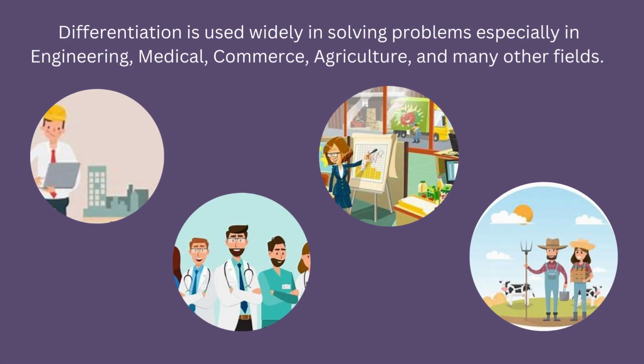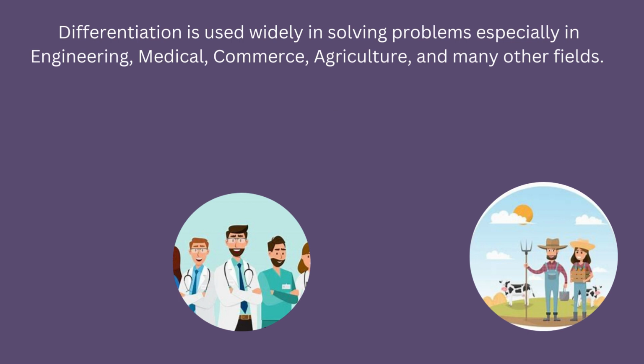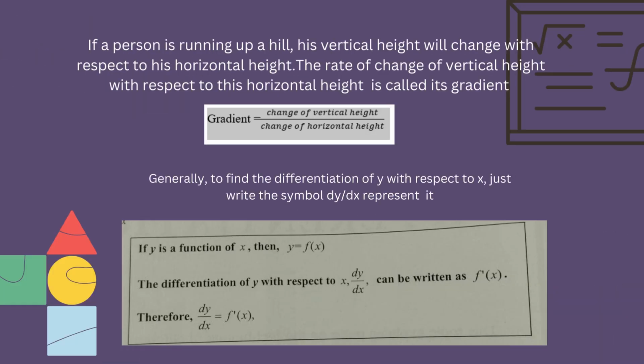Differentiation is used widely in solving problems, especially in engineering, medical, commerce, agriculture, and many other fields. If a person is running up a hill, his vertical height will change with respect to his horizontal height. The rate of change of vertical height with respect to this horizontal height is called its gradient. Gradient equals change of vertical height over change of horizontal height.